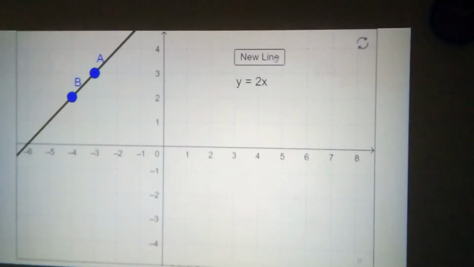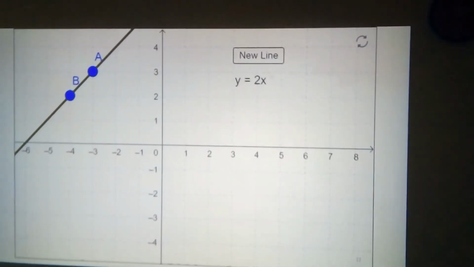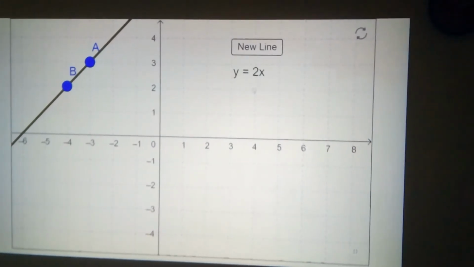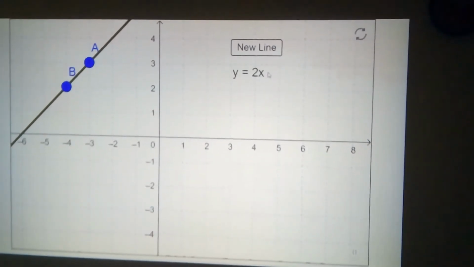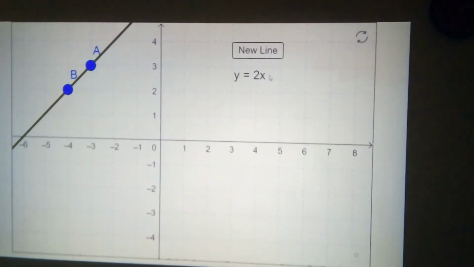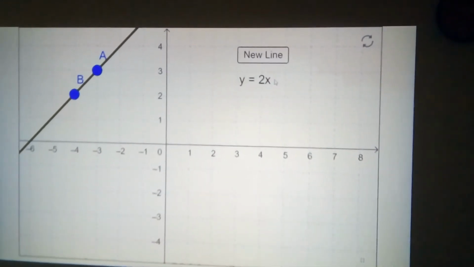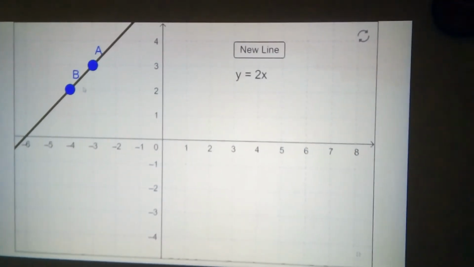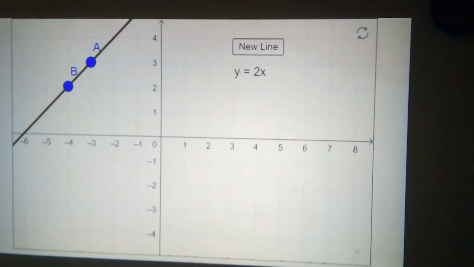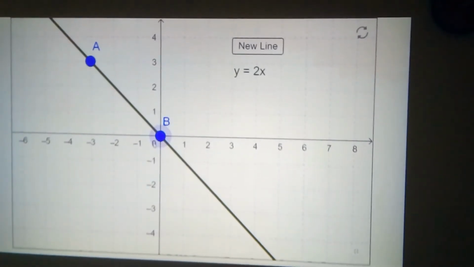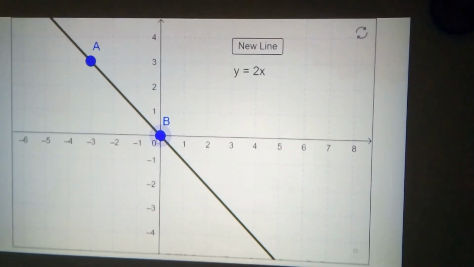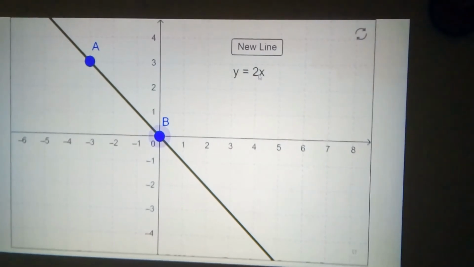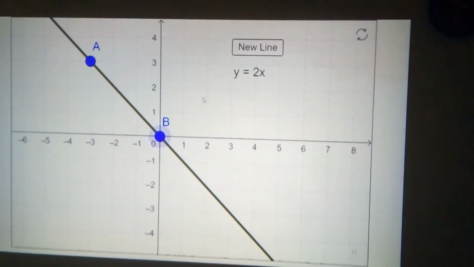Y equal 2x. Now note this equation. There is no c value here, but this is interpreted to mean that the graph intersects the y-axis at 0. So y is actually 0. So I can move any one of the points and place it at 0 here. So I'm going to move B and place it at 0. Now, I know that this line has a positive slope, and it slopes in this direction.